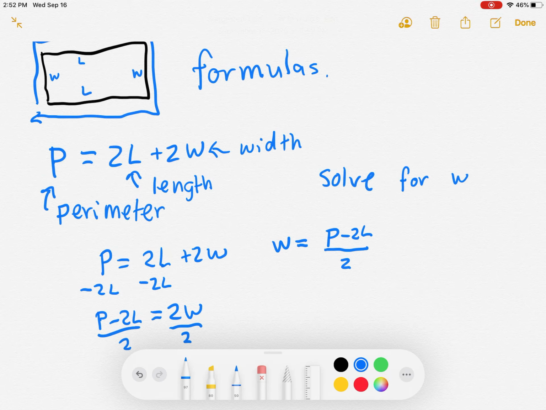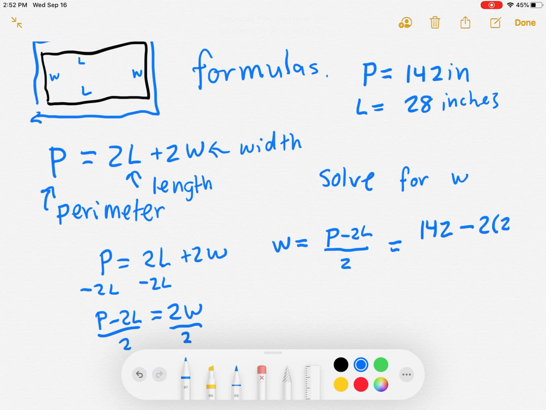Now, a problem like this is usually going to be paired with an actual example that they want you to use your formula for. So in this case, we might say that the perimeter is 142 inches and the length is 28 inches. So how do we use it to solve? Well, we just plug in our values for P and L. So we get W equals 142 minus 2 times 28 divided by 2, or once you do the math on it, that becomes 43 inches.